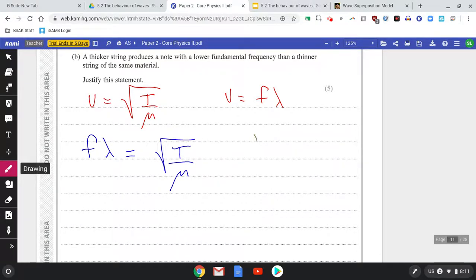So what we have here is a relationship between the frequency of the fundamental and the mass per unit length. The frequency is inversely proportional to the root of mass per unit length. So it's quite obvious that if you have a thicker string, we've got a higher mu. If we've got a higher mu, because it's on the denominator, we've got a lower frequency, so it'll be a lower pitch. 5 marks. Easy.